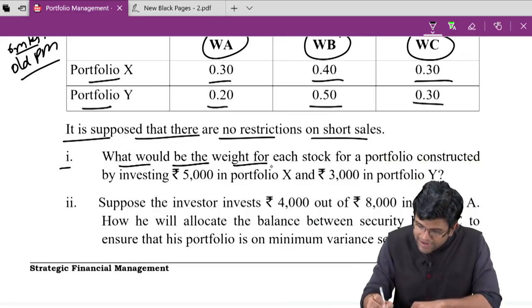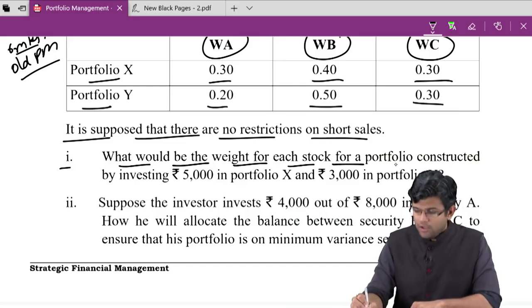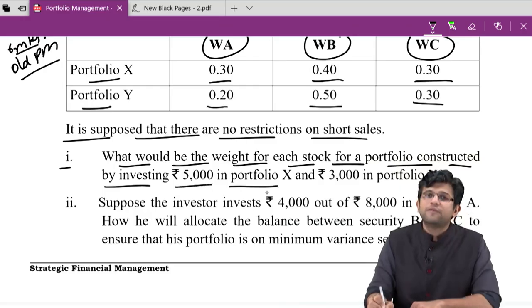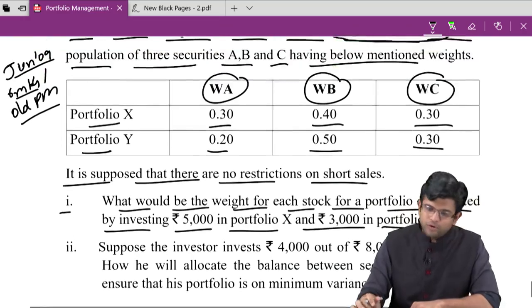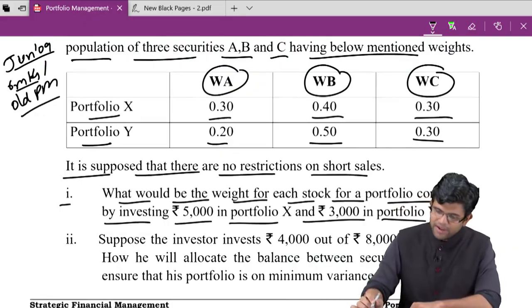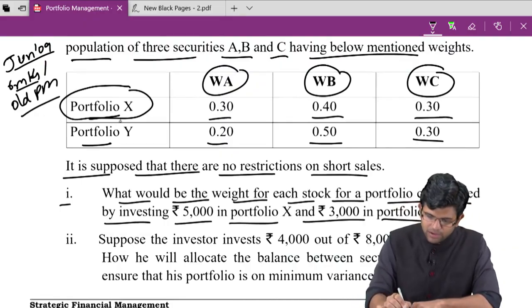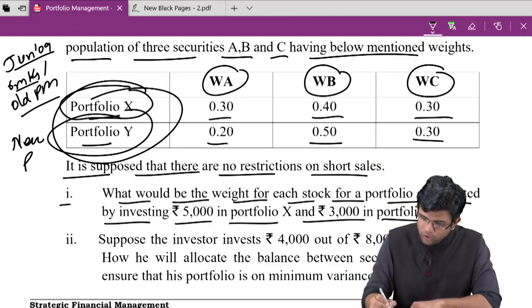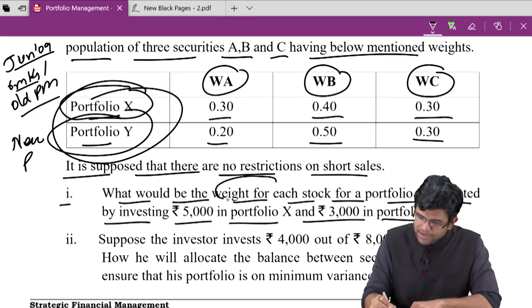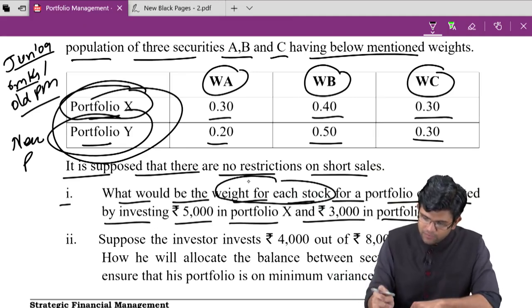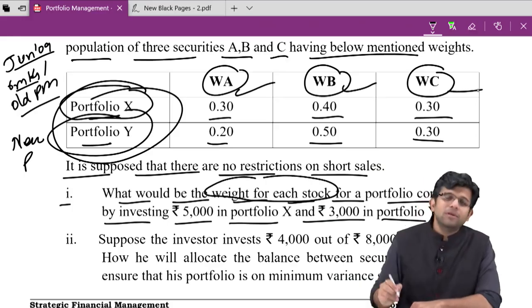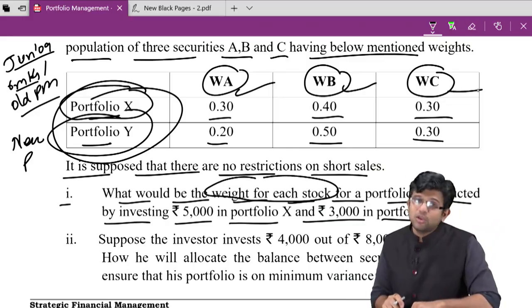What would be the weight for each stock for a portfolio constructed by investing 5,000 in portfolio X and 3,000 in portfolio Y? So they are saying that if I invest 5,000 here and 3,000 here and create a new portfolio of X and Y, in that new portfolio, what will be the weight for each stock? What will be the weight for each stock, meaning WA, WB and WC? How much will it be in this new portfolio?